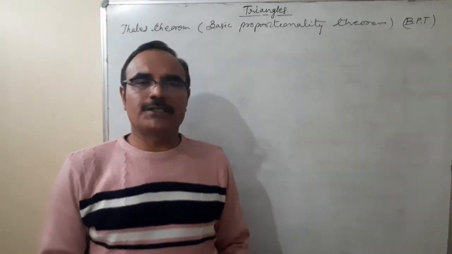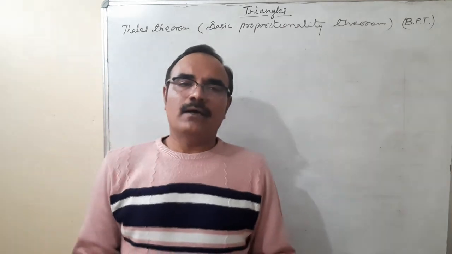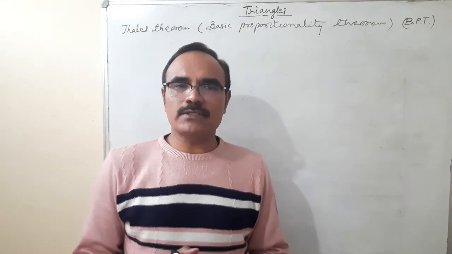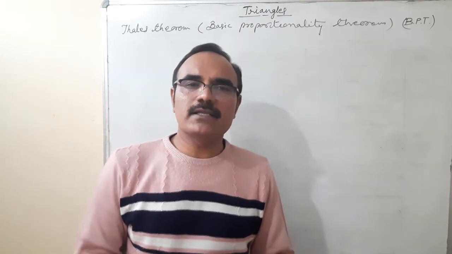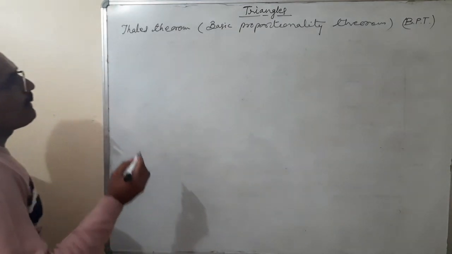First of all, the statement of the theorem, which says: in a triangle, a line drawn parallel to one side of the triangle to intersect the other two sides in two distinct points divides the two sides in the same ratio. This is the statement. What does it mean?